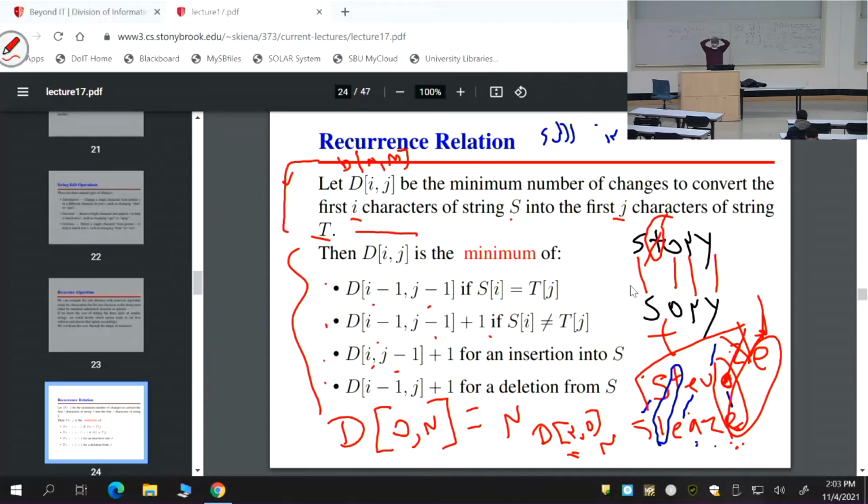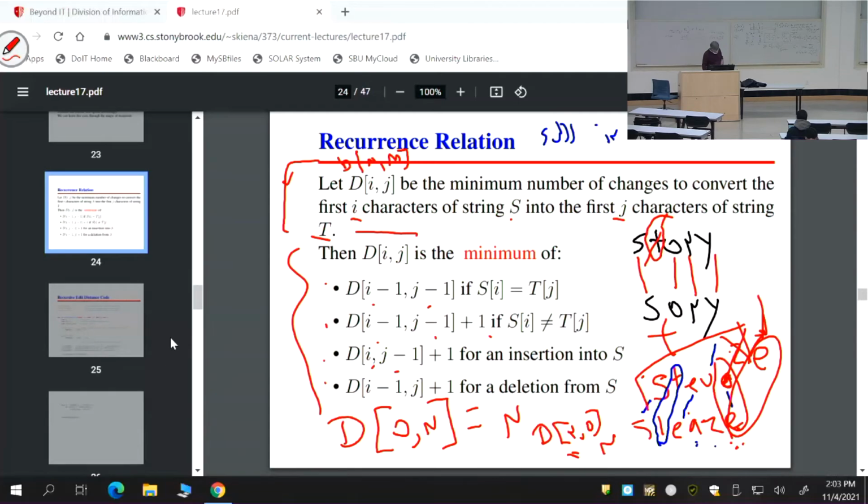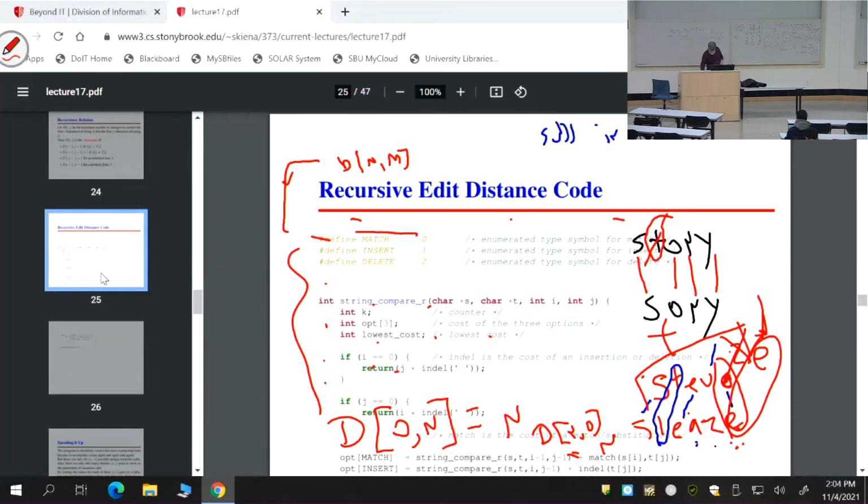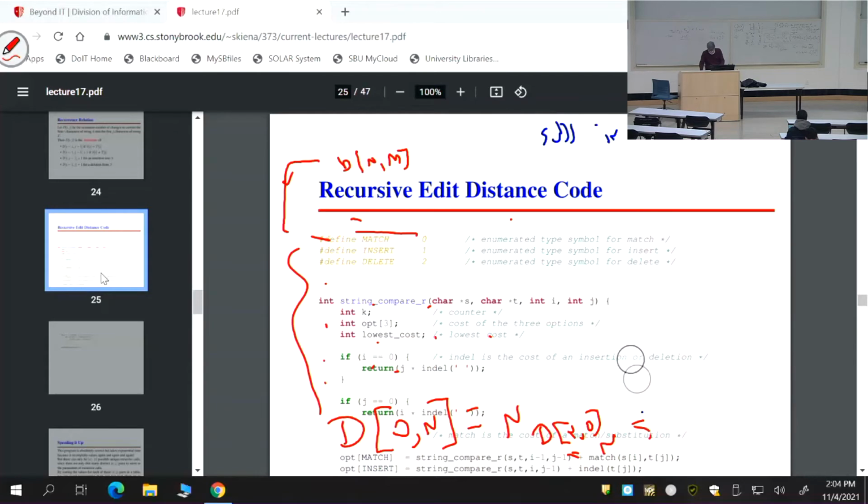Okay? And it doesn't make sense to say, well, I'm going to take the last character, turn it into a 3, and then turn it into a 1, and turn it back to a 4. I'd be better off just turning it into a 4. Okay? Any questions? Okay. Any other questions about this? If you believe that, here is a recursive implementation of that recurrence relation.